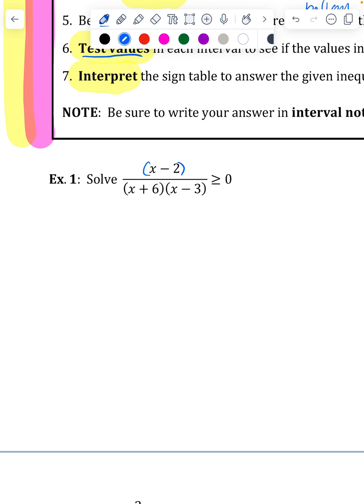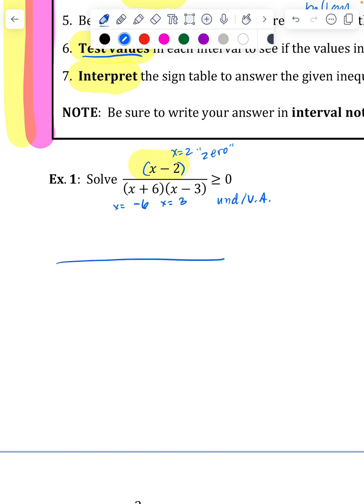So I'm going to find all of the zeros. From here, I would have x equals 2, and that's going to be one of my zeros, meaning that if I graphed this, it would be one of the places that it actually has a value of 0. Then I'm going to have -6 and +3 as undefined or vertical asymptotes. So if x equals either of those numbers, they're still going to go on my sign chart, but they are not zeros. The only thing that's considered a 0 is coming from the top.